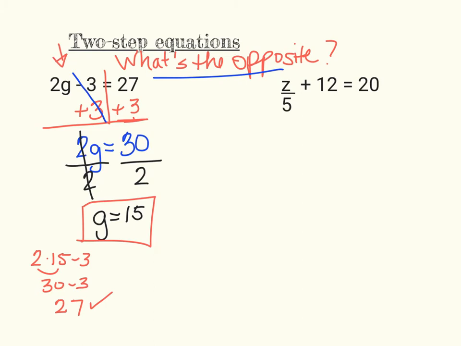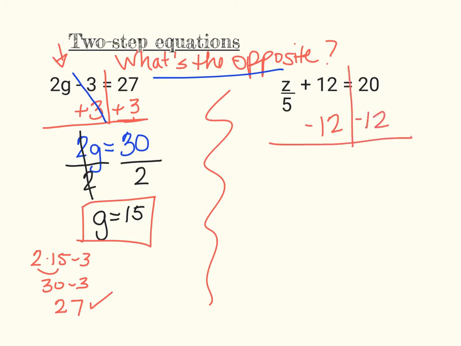Try another one here. Same thing. Now remember, I'm going backwards. So what's the first thing I address? Well, of course, it's going to be that plus 12. What's the opposite of plus 12? That would be minus 12 on both sides. Keep things balanced. Plus 12 minus 12 cancel out. So that means I'm left with z divided by 5 equals 20 minus 12 is 8.